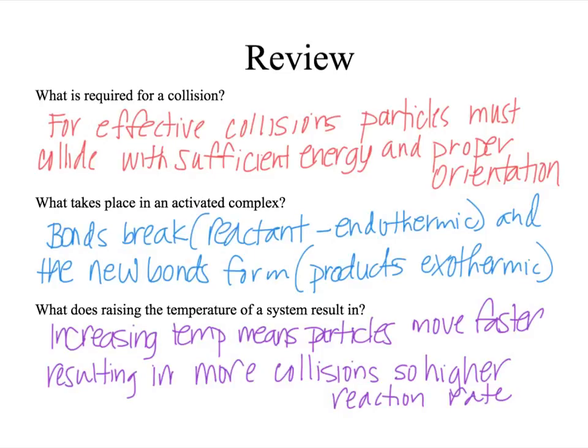Next question, what takes place in an activated complex? Remember, that always shows up at the top of the peak when we're looking at an energy diagram. First of all, the bonds have to break, which are the reactants. And if you recall from the notes, that means it is endothermic when the bonds break. And then the new bonds have to form, and that's your products. And remember, when new bonds form, that is always exothermic. Depending on which one had the greater energy will determine whether the overall reaction is endothermic or exothermic.